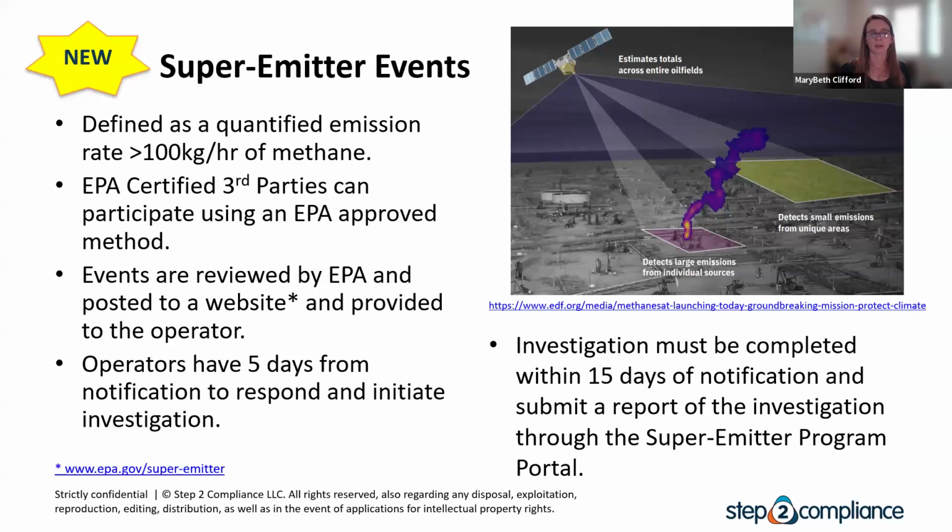And then this is probably the most controversial one in the rule. This is actually promulgating through Quad O, Quad OA, Quad OB, and Quad OC. The final rule verbiage pulled this into the amendments of Quad O and Quad OA, so it's no longer just in Quad OB and C. And that's the super emitter events, defined as a quantified emission rate of greater than 100 kilograms per hour of methane.